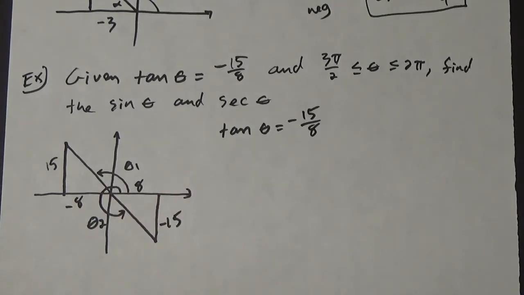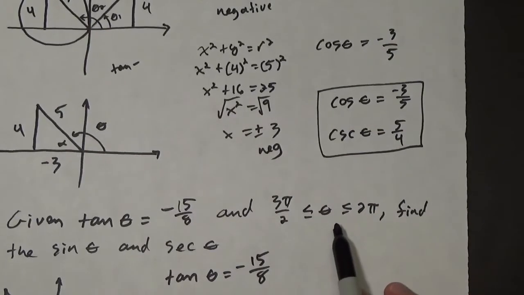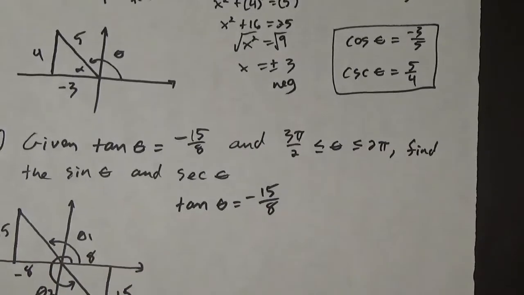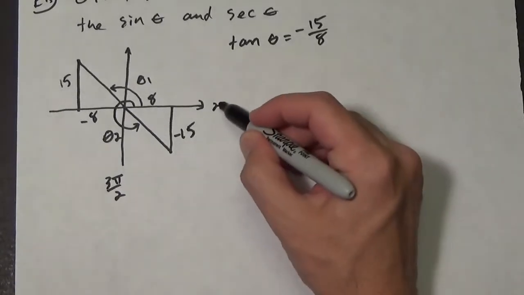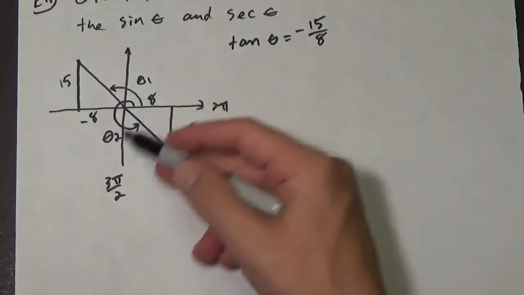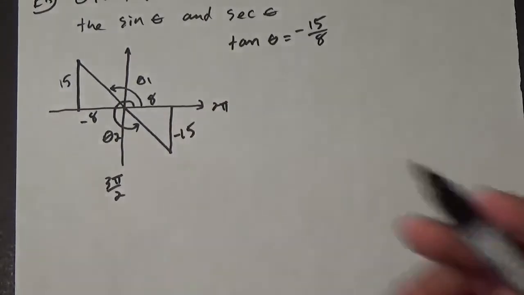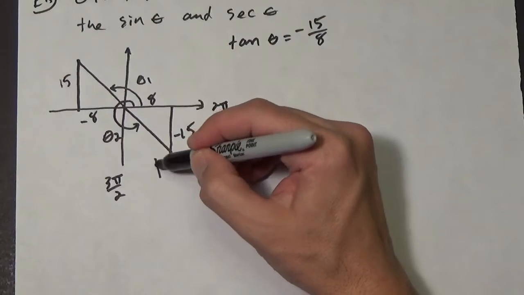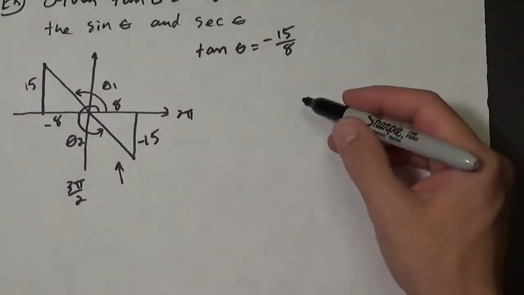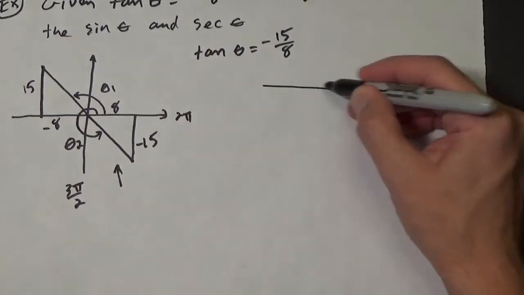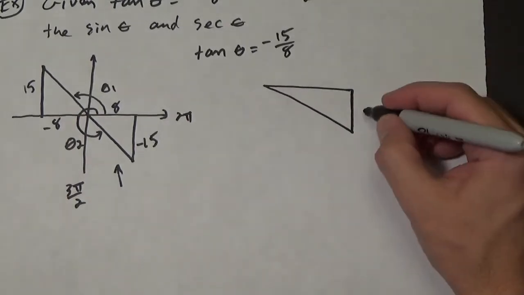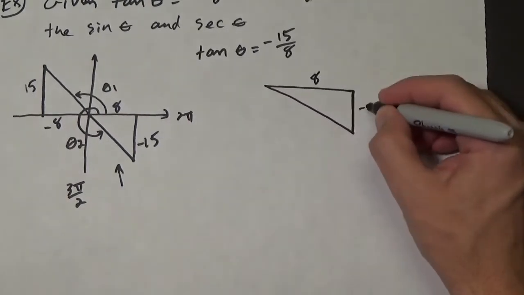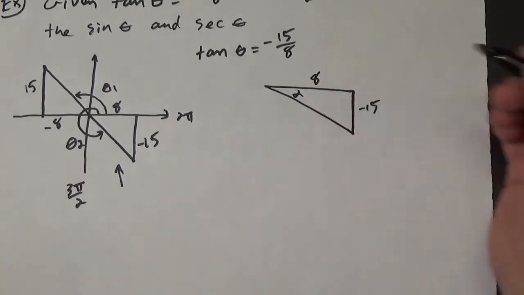So of course we got to figure out which triangle we're talking about, and this one's not so bad because it says theta is between 3 pi over 2 and 2 pi. So here's 3 pi over 2, here's 2 pi. So it basically tells you quadrant 4. So here's our triangle. So let me draw that out. So here's 8, here's a negative 15, here's our alpha triangle.